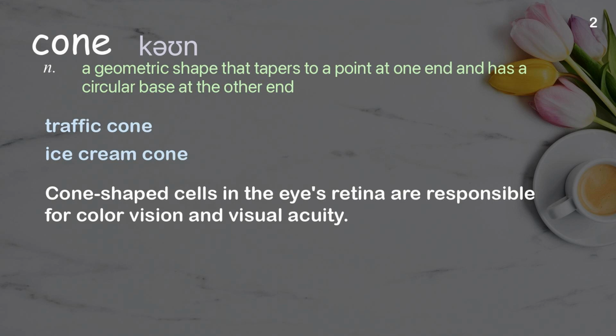Examples: Traffic cone. Ice cream cone. Cone-shaped cells in the eye's retina are responsible for color vision and visual acuity.